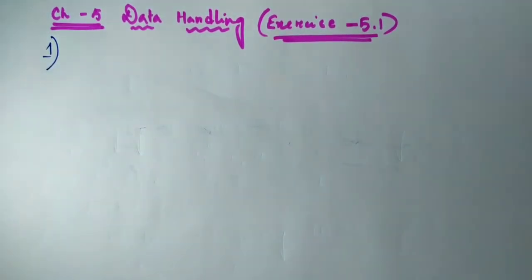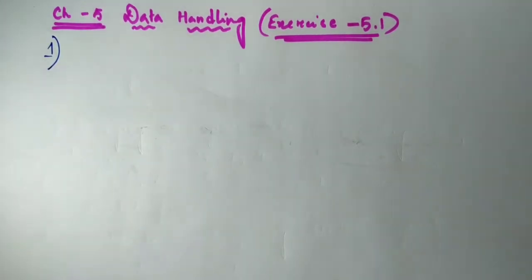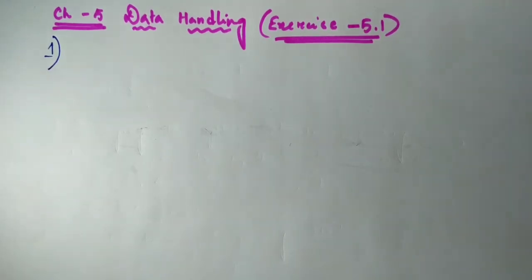For which of the following would you use a histogram to show the data? Now here there are 4 parts, A, B, C and D. So you have to give a reason for each of them. So the first one is the number of letters for different areas in a postman's bag.